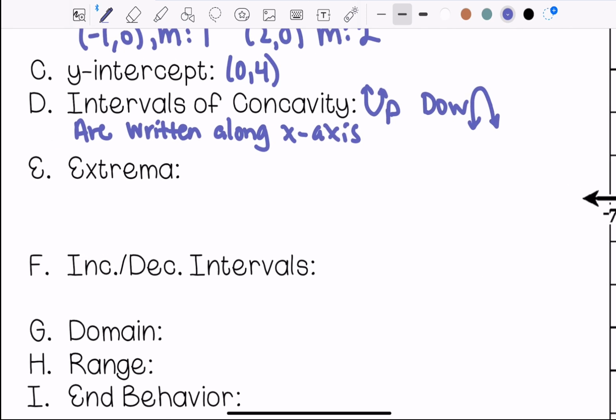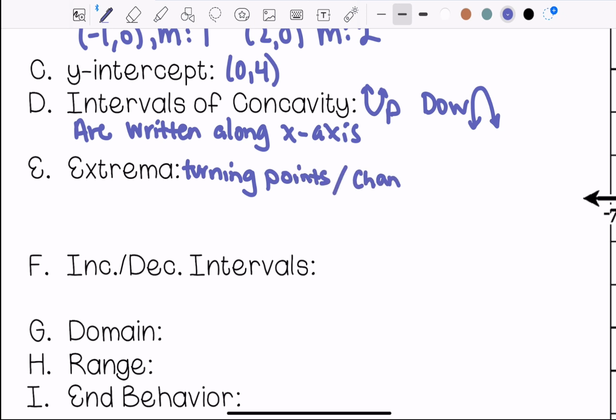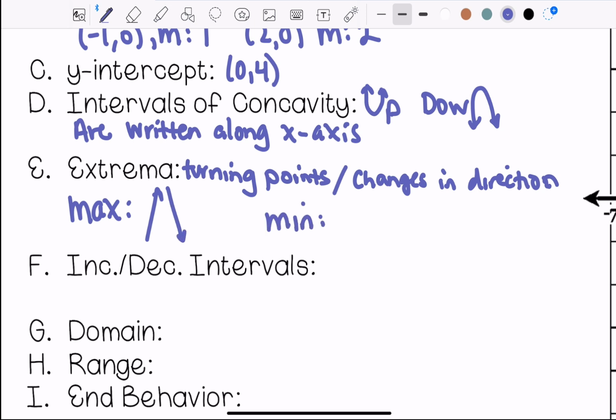Okay, E is extrema. Remember, extrema are our turning points. They're also called changes in direction. I'm going to write that here. Turning points / changes in direction. And those points are maxes or mins. Max looks like this. And a min is the exact opposite, looks like that.